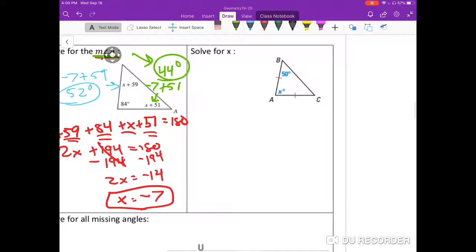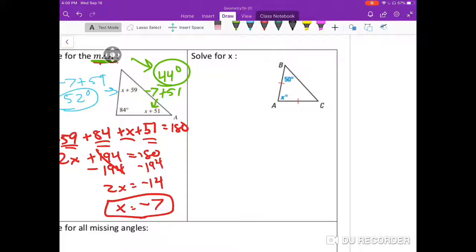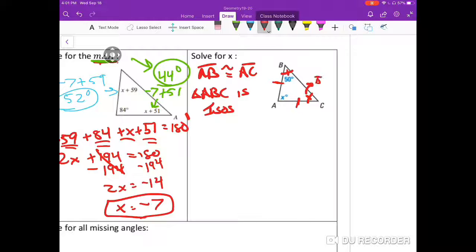All right. So third example, solve for x. We only have two angles this time, so this one's a little tricky, but they do tell us something. We know that this triangle is isosceles because they gave us those two marks. So since AB is congruent to AC, we know that triangle ABC is isosceles. If it's an isosceles triangle, the base angles are congruent. So if this angle is 50, this angle is also 50. And I know that they're the base angles because they are touching the non-congruent side, which is right here.